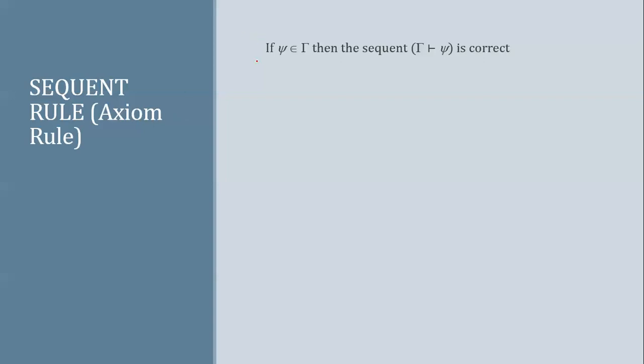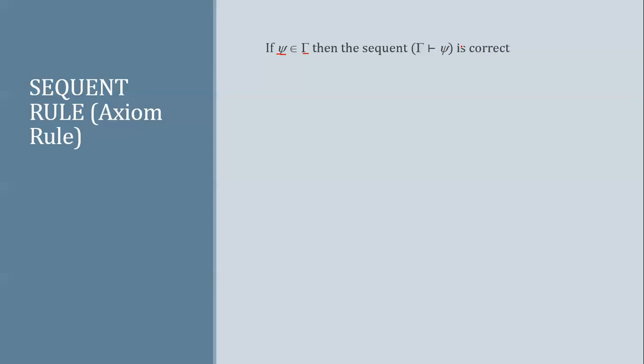Now, this rule says if this statement sigma is a member of the set of statements gamma, then the sequent gamma entails sigma is correct. And this should be somewhat obvious, right? If this statement here is within this set of statements, then you should say that this set of statements entails that one statement that it already has, right? We're saying if these statements are true, then of course one of the statements inside of them is true.